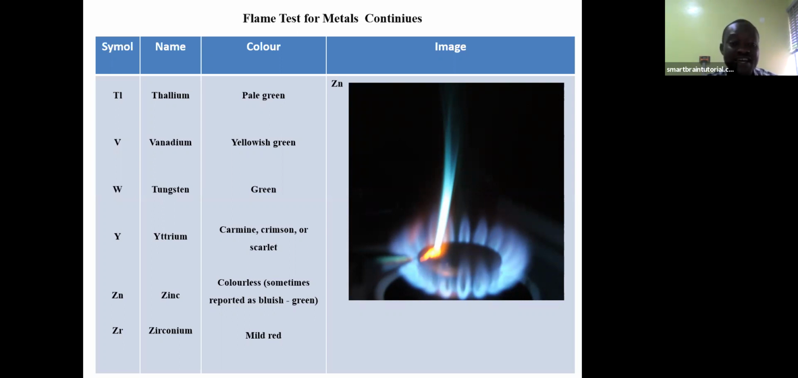In the picture here, we have zinc. We said zinc will either give you colorless or bluish green. Zinc is being tested. The sample is inserted here, and you can see it shows bluish green here.